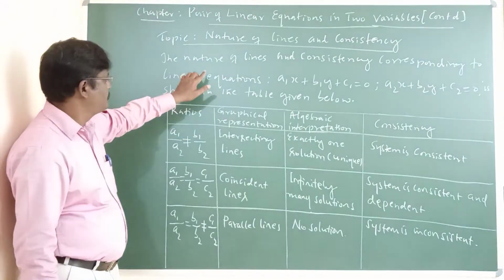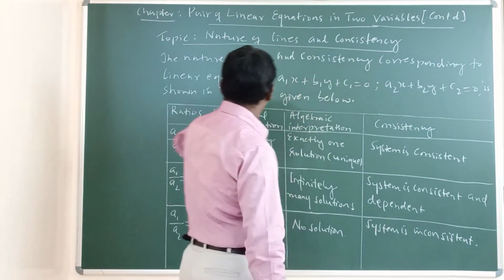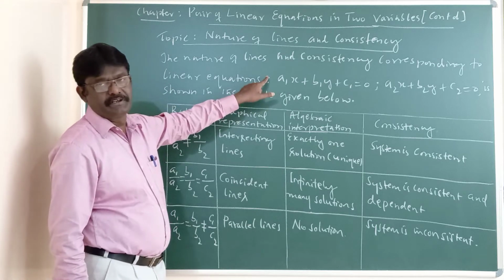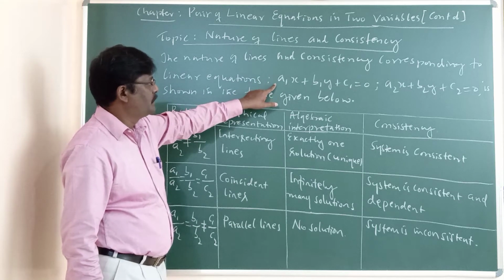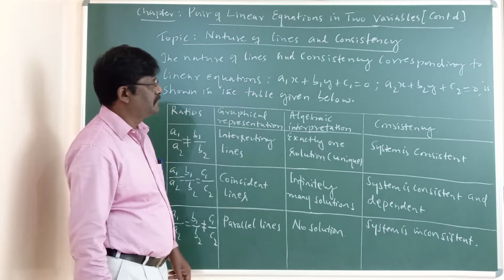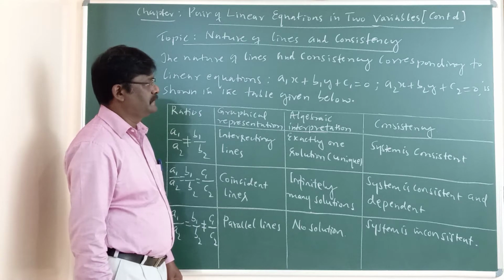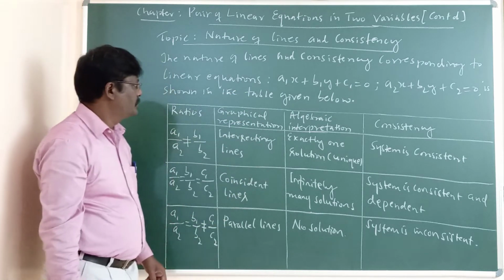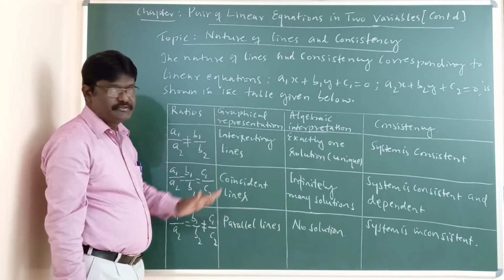The nature of lines and consistency corresponding to a pair of linear equations. The standard, most general form we know is a1x plus b1y plus c1 equal to 0 and a2x plus b2y plus c2 equal to 0. That pair is a system. Here the natures are clearly given.